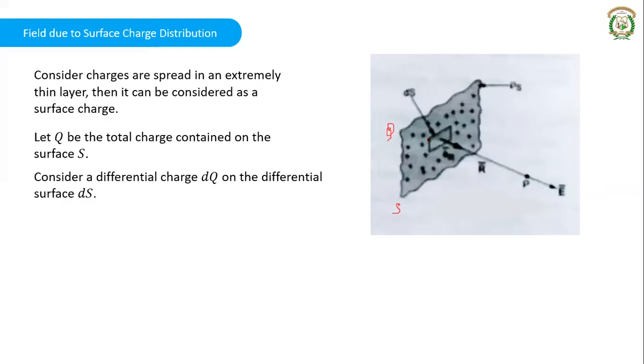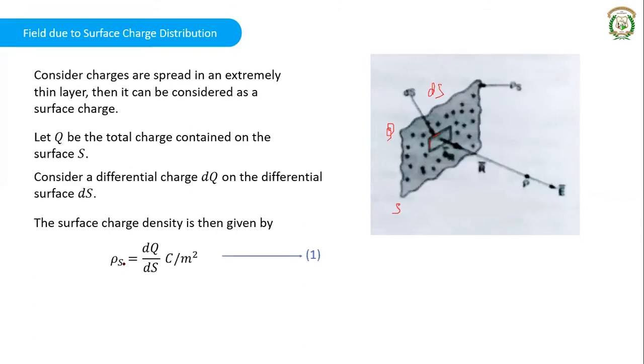Suppose this is a very small surface, as you can see here. If ds is the differential surface element, then the charge contained in that surface is the differential charge dq. Just like we have volume charge density, in case of a surface we have surface charge density. The surface charge density is given by rho s, that is charge divided by surface area.